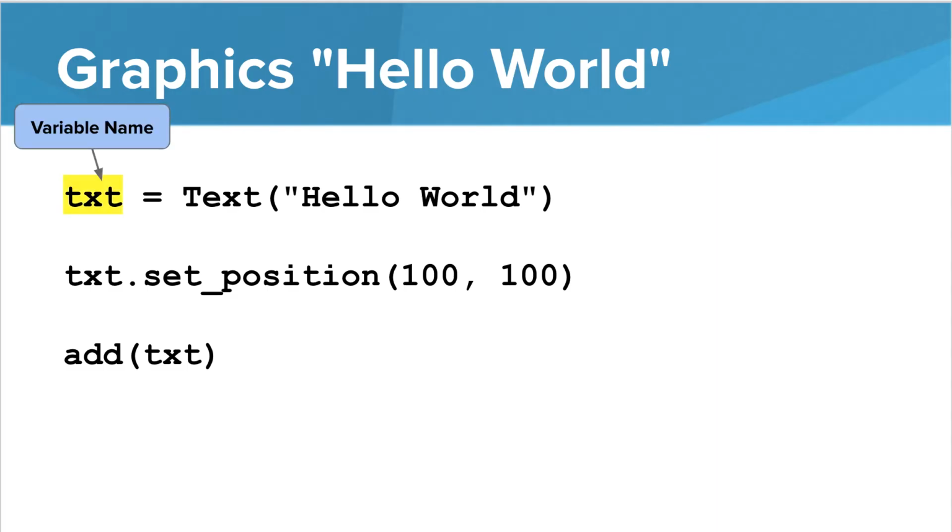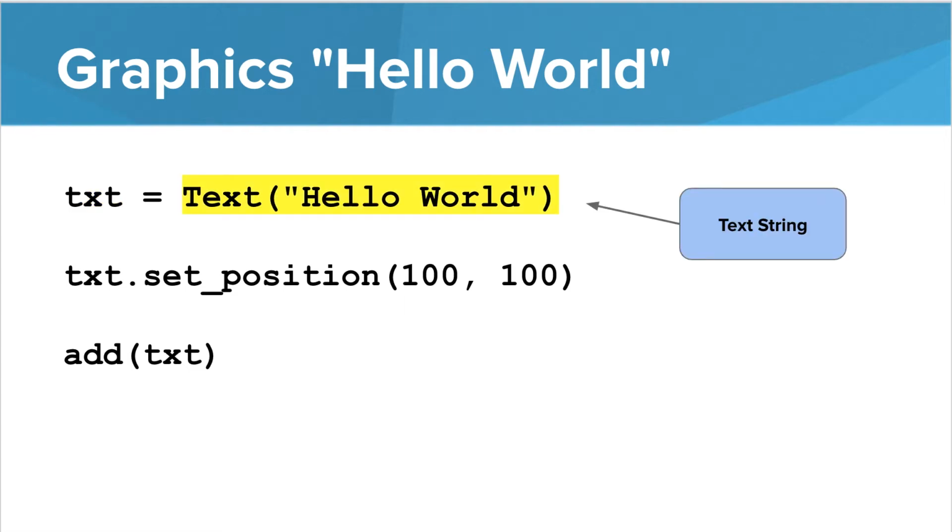To create the text, we create a new variable and we assign the new text to it. The variable can be called anything, but in this example, we're using txt. Notice that the new text is created using the Text keyword in capital letters. Then inside the parentheses, we use the string that we want to assign to the text label. This string can be either a string variable or a literal string expression inside of quotes like we see here.